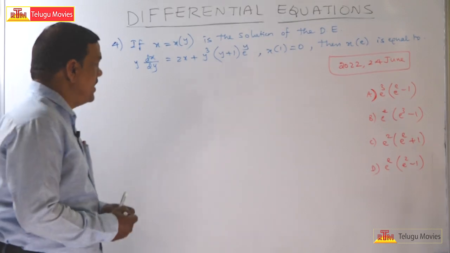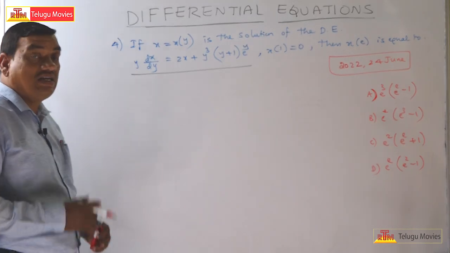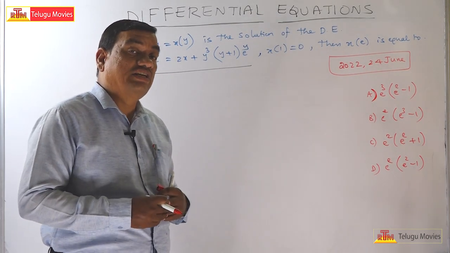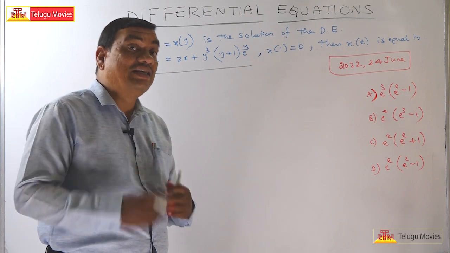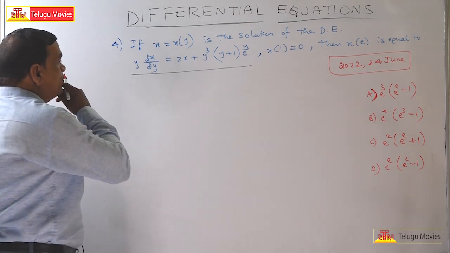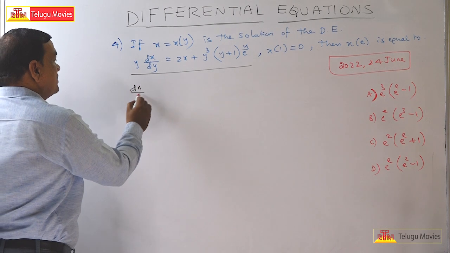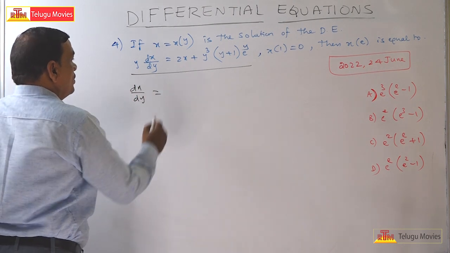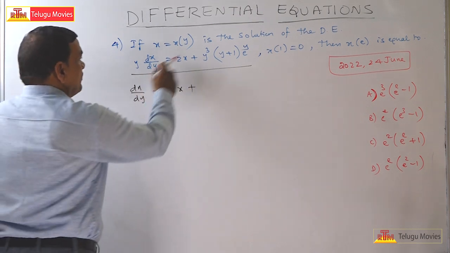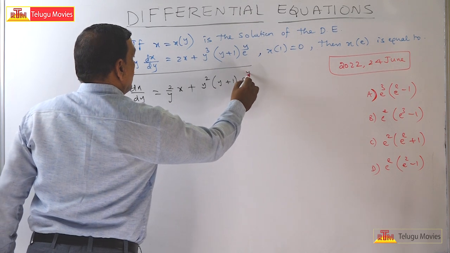Okay. Let us see this differential equation. So far we have seen dy by dx type of differential equations. Now we are going to see the dx by dy type of differential equation. First, I am going to divide by y on both sides. That is dx by dy is equal to 2 by y x plus y square into (y plus 1) into e power y.